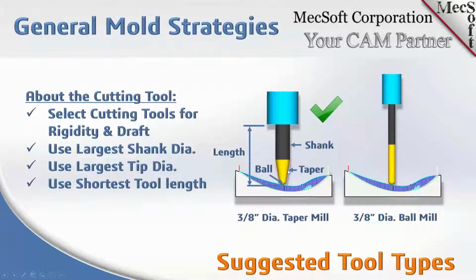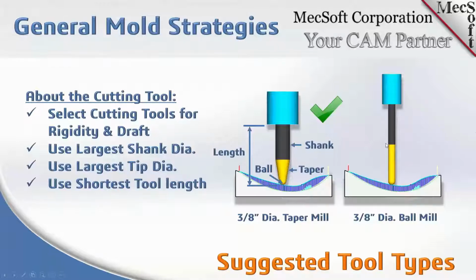On this tool, we show a taper. Obviously, if you have a part that needs draft and your part doesn't have the draft, then you're going to want to use a taper tool in order to machine that draft automatically.